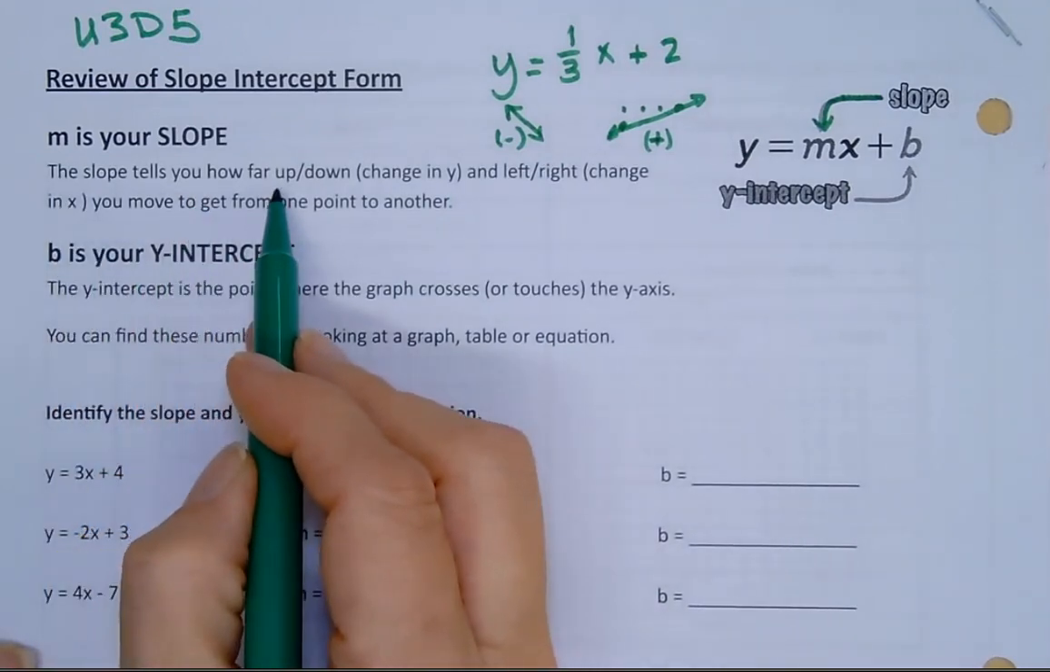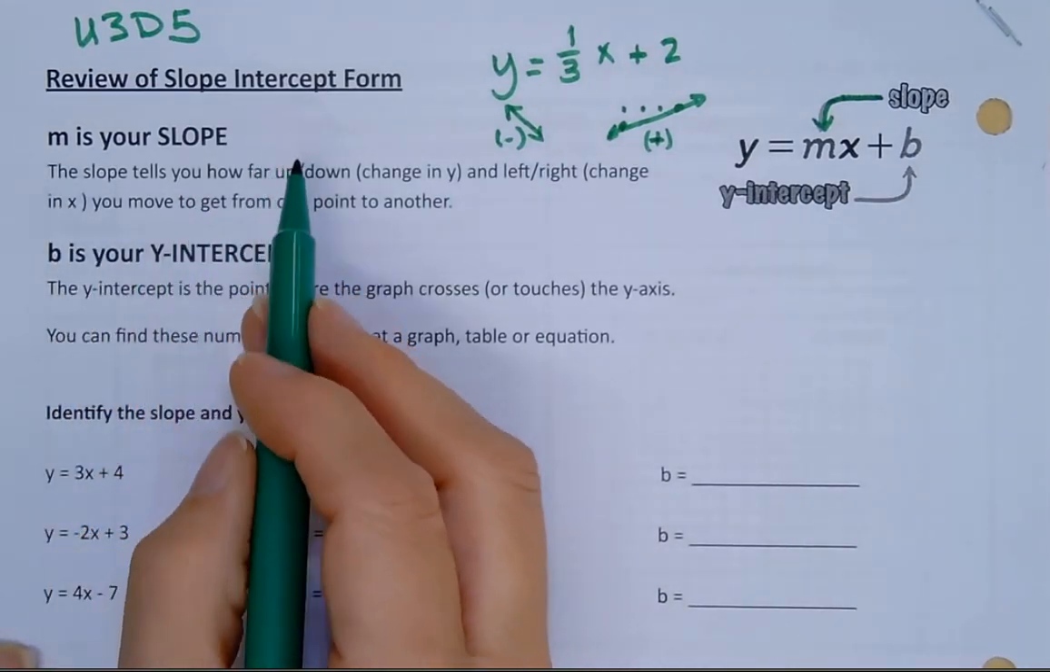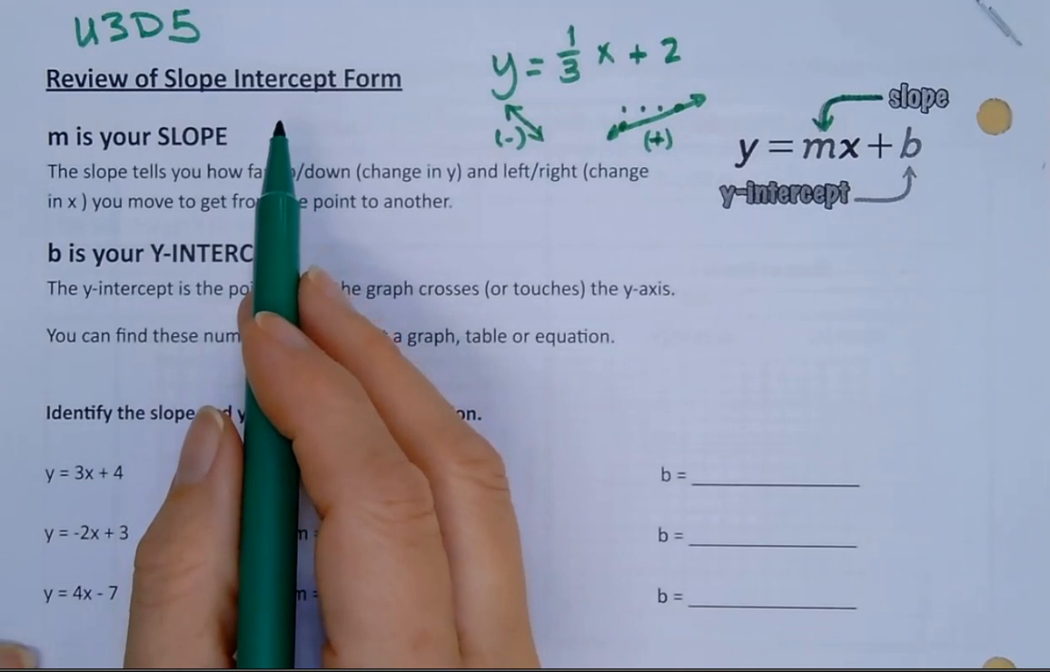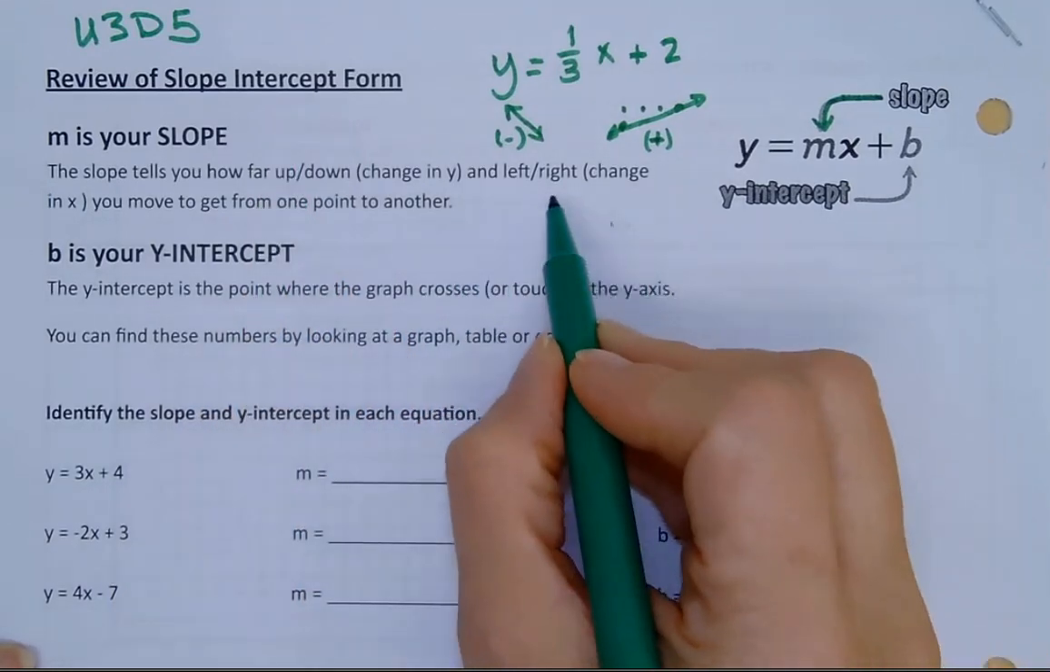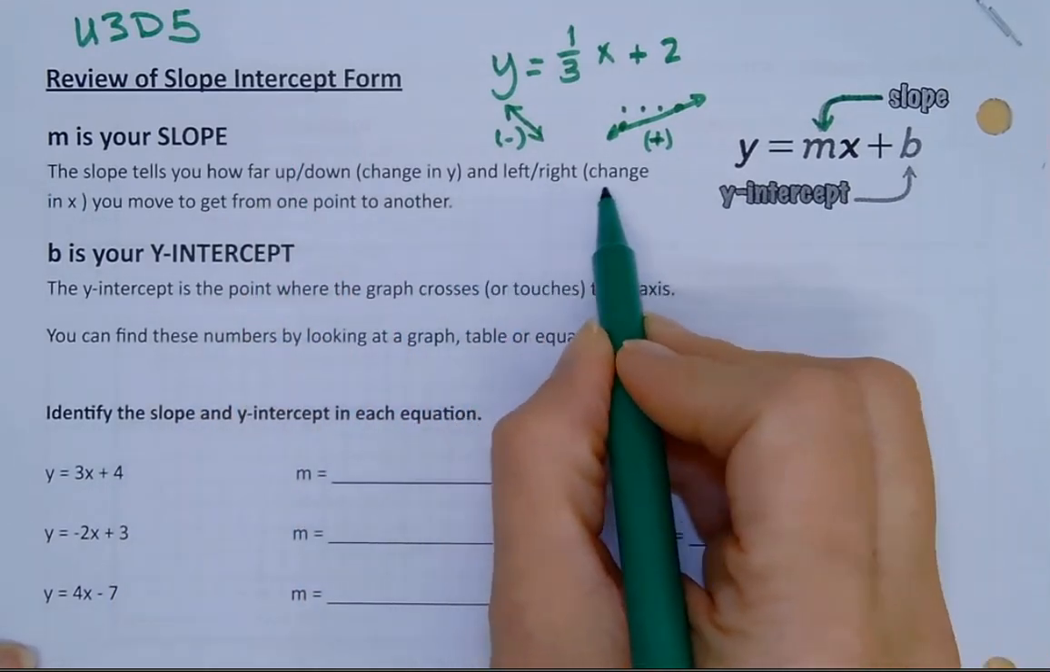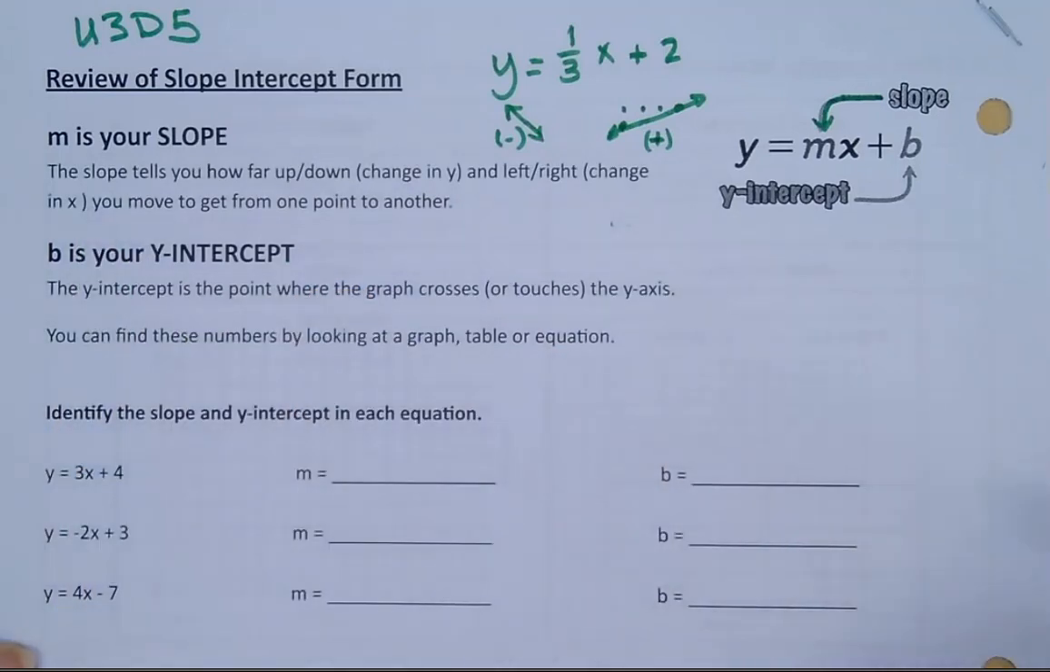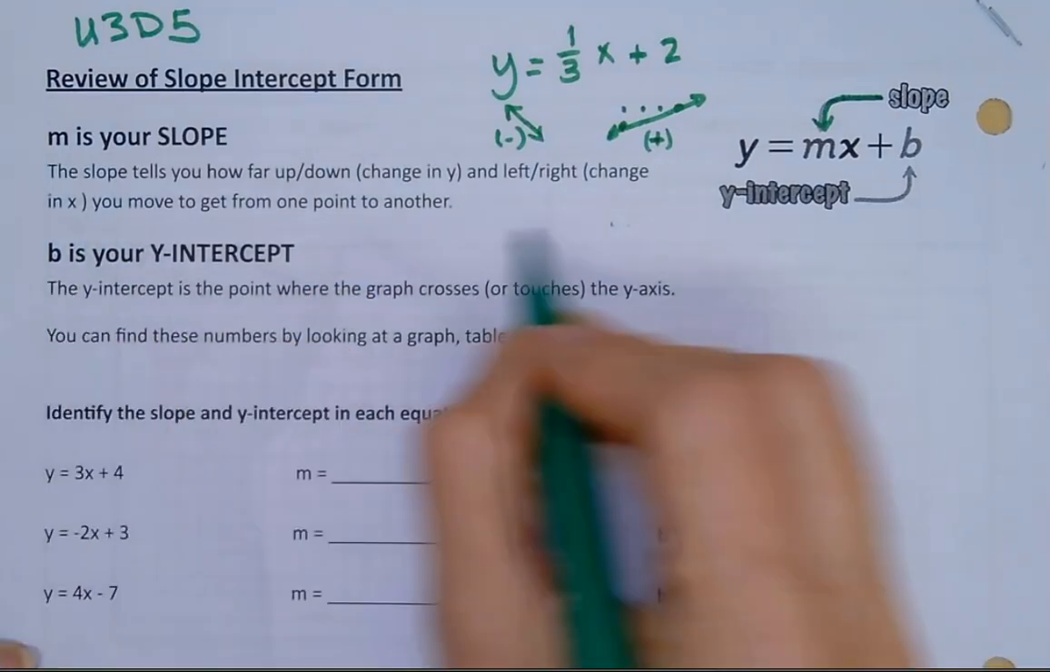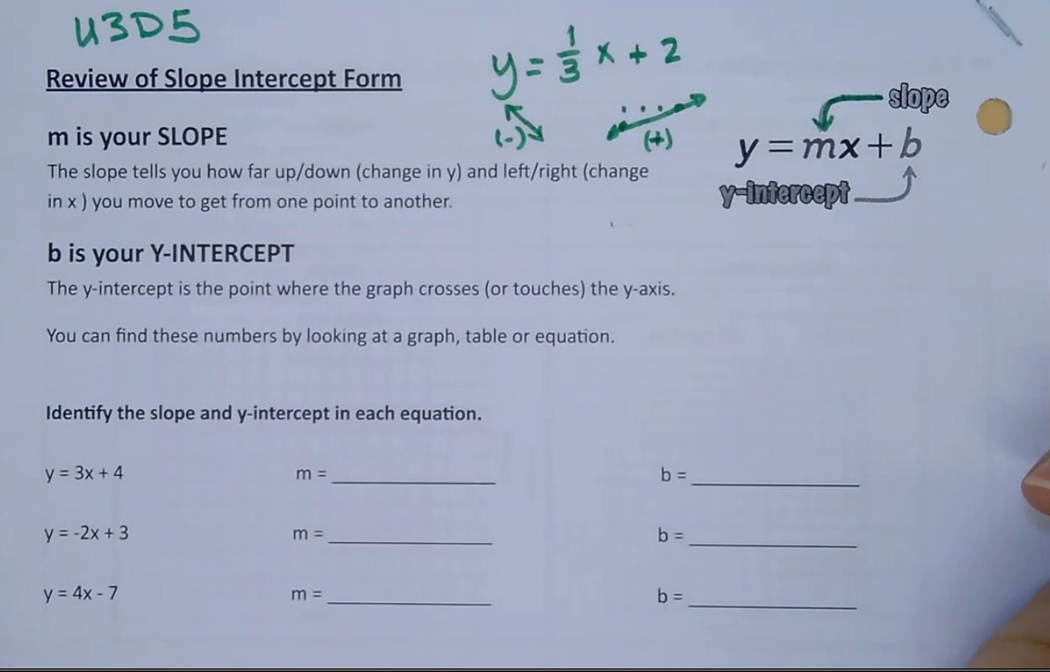The slope tells you how far up or down you go, your rise or change in y, over how far side to side, which is your change in x, to go from one point to another. And that letter b, whatever number you have there, is your y-intercept. It is the value of y when you cross the y-axis. We can find our slope and our y-intercept by looking at a graph, a table, or an equation.